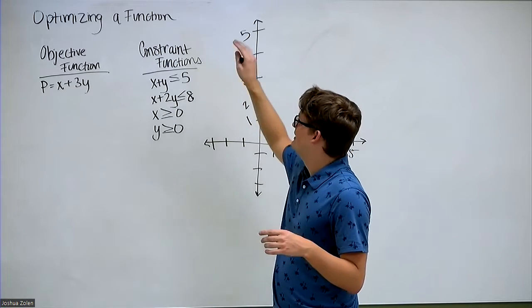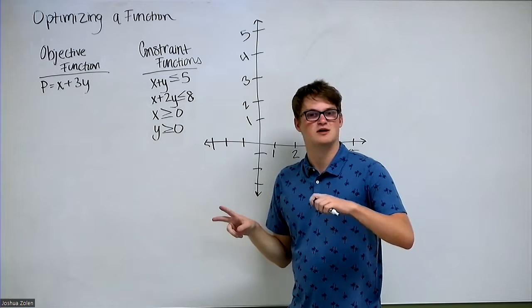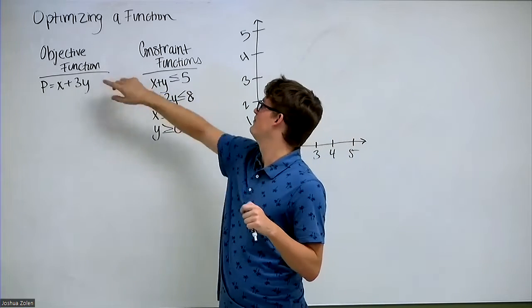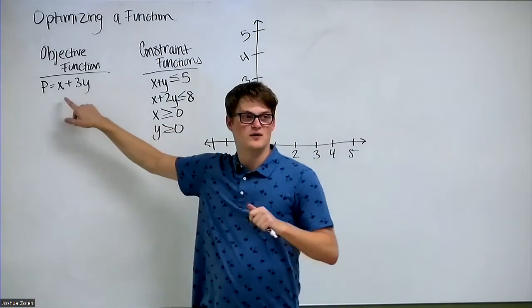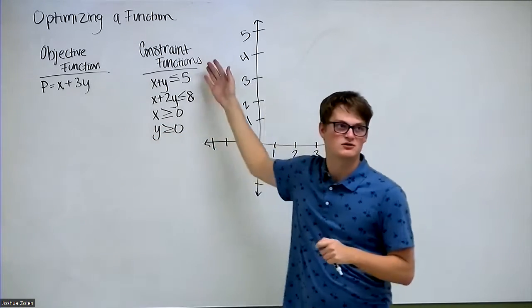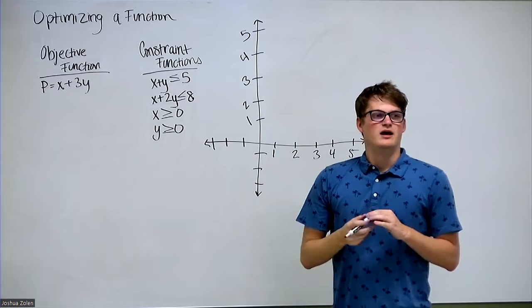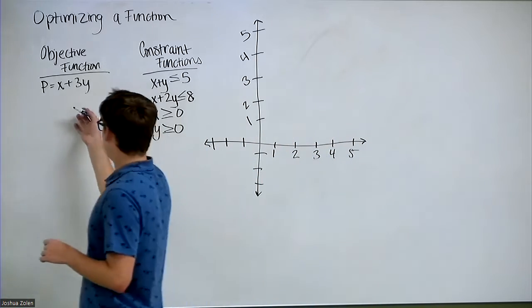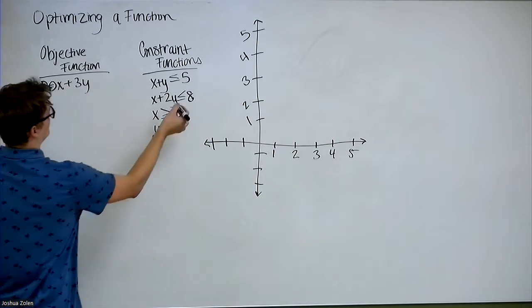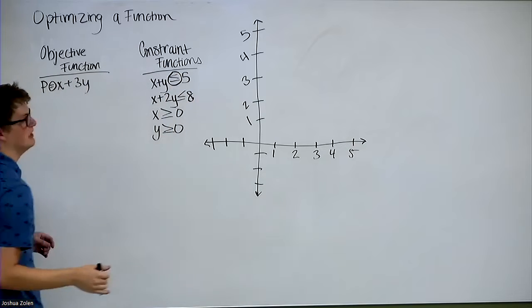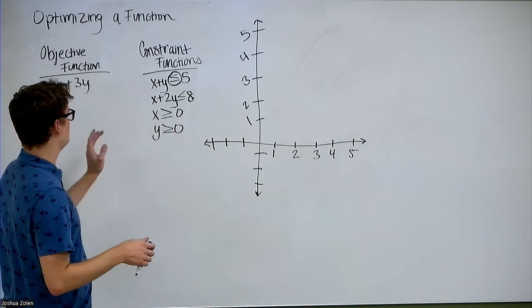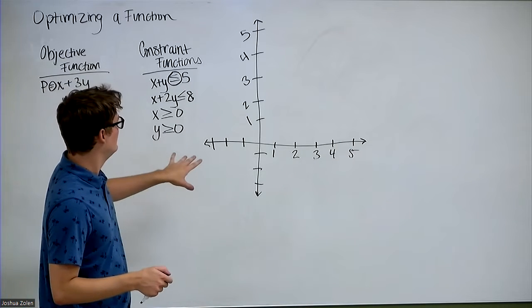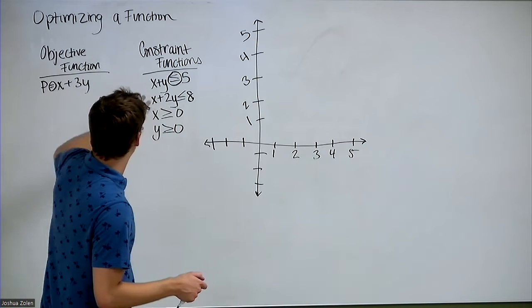In every situation where we are optimizing a function, we're going to be given two different types of functions. We're going to have our objective function and our constraint functions. You'll notice that there's always only one objective function, and there are usually multiple constraint functions. It's also important to notice that our objective function has an equal sign, and all of our constraint functions have the inequality. So that's a good sign to be able to tell if it is an objective function or a constraint function. Once we have figured out all of our functions, we are going to graph these.